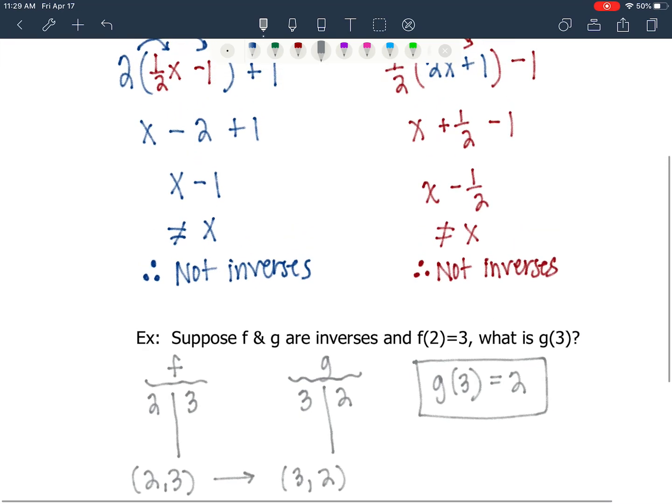In the next video, we're going to talk about inverse notation. So when we have to label a function's inverse, how do we do that and how do we pronounce it? And ultimately, how do we compute it? How do we determine what an inverse is? How do we find it?